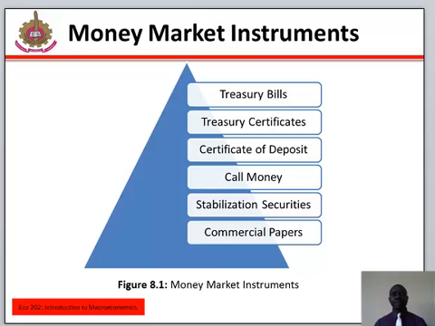Money market instruments. Money market instruments include treasury bill, treasury certificate, certificate of deposit, call money, stabilization security, and commercial paper. Let's now take them one after the other.